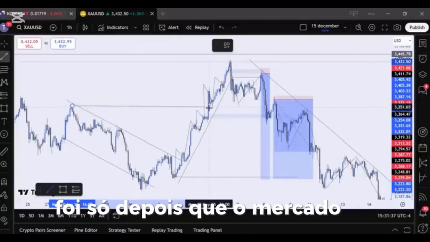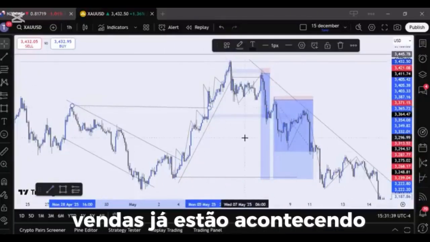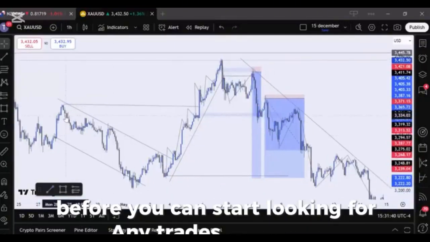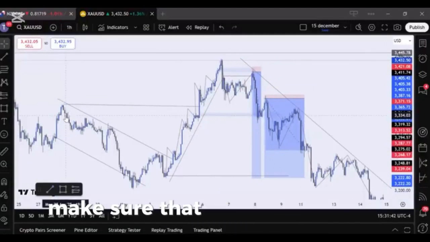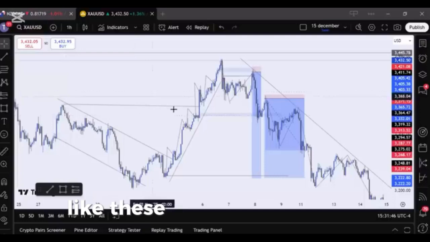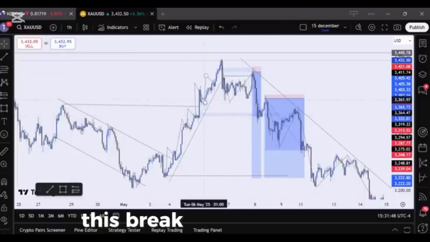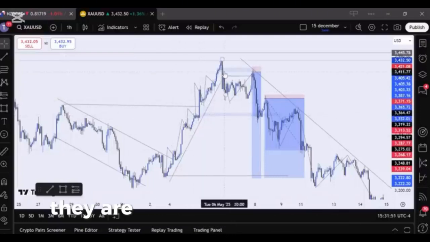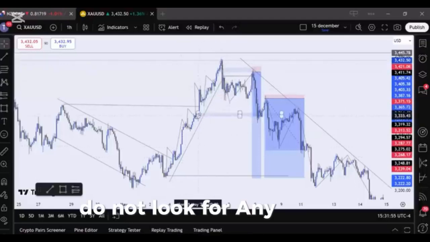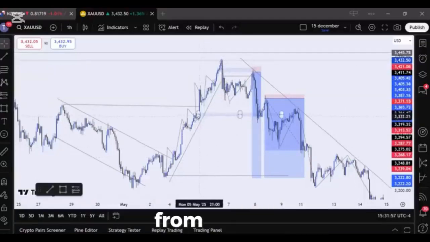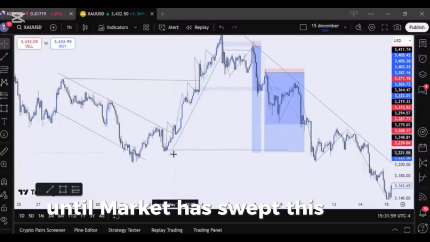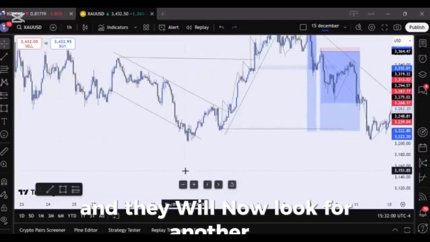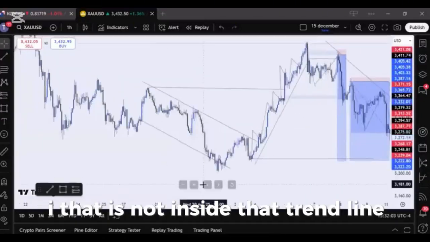It was only after market did this that sells now started happening. So before you can start looking for any trades to oppose the market, make sure that you're not trading a POI that's inside a liquidity zone. Like these other blocks inside here, this other block here, this breaker block here, they are all inside this trend line liquidity, and market has already started reversing. Do not look for any kind of reversals to the upside from these POIs here until market has swept this trend line liquidity, and then you look for another POI that is not inside that trend line liquidity.